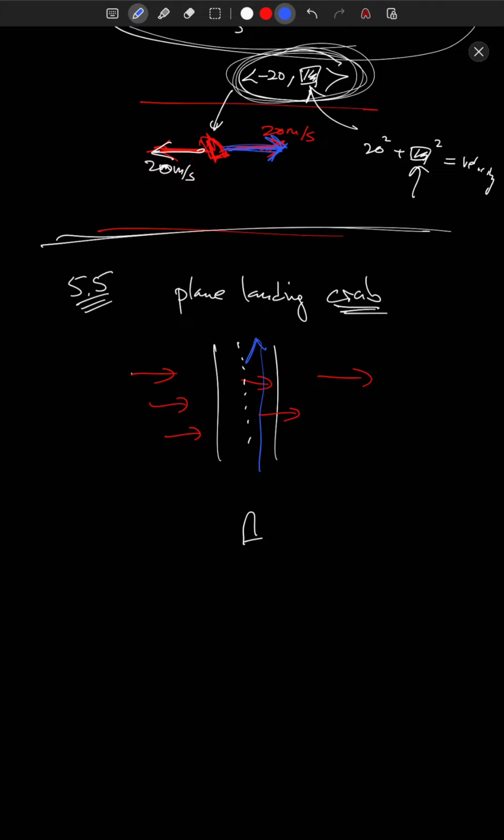So if the wind is very heavy, what's going to happen is the plane actually has to fly in that direction, right? So that it can keep its motion in this picture at least vertically like that and stay on the runway, right?